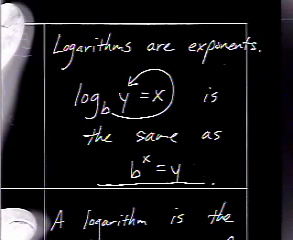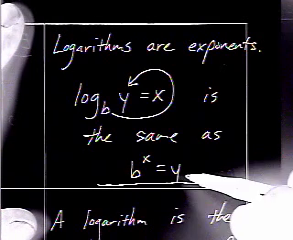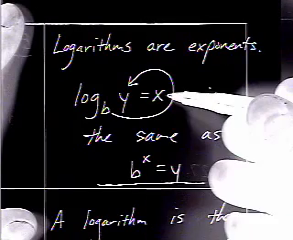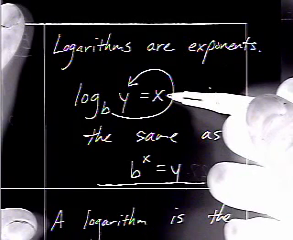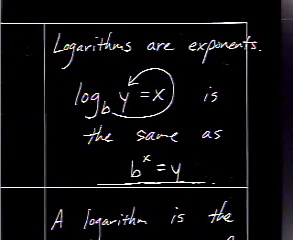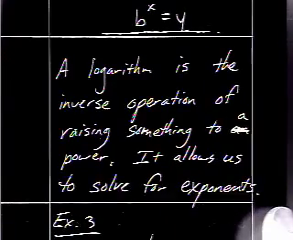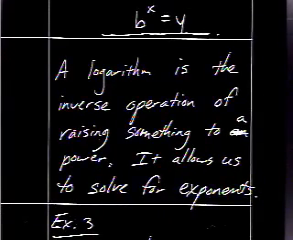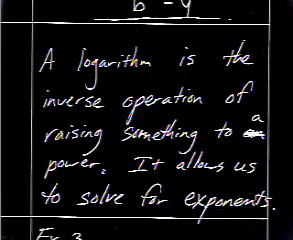These two things are the same. Obviously, one of these is solved for y, and one of them is solved for x. So each form can come in very handy depending upon the situation. Now, another way to look at this is that a logarithm is the inverse operation of raising something to a power. It allows us to solve for exponents. That's critical. We need to be able to solve for exponents.